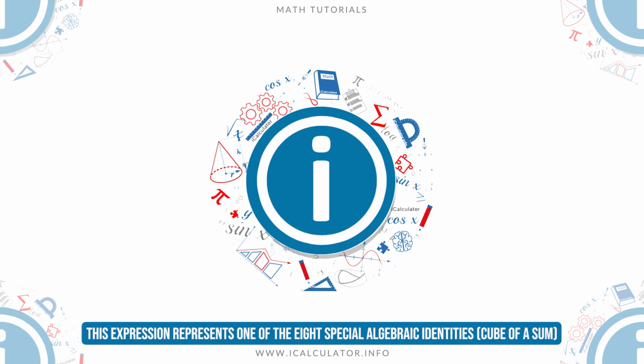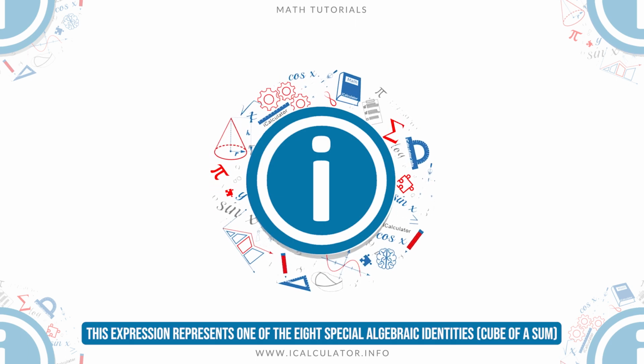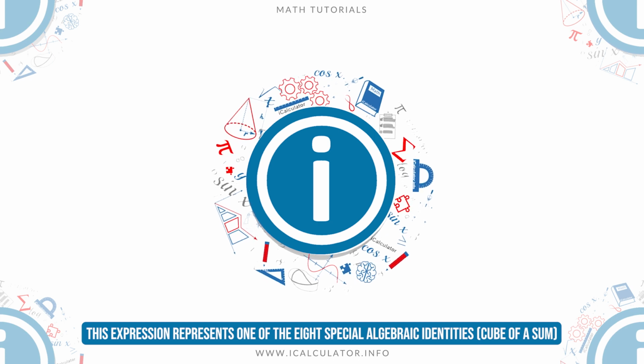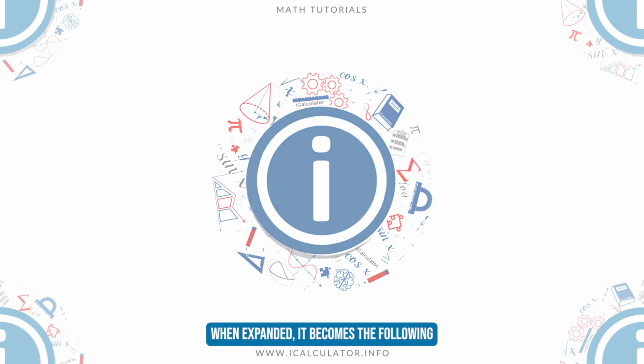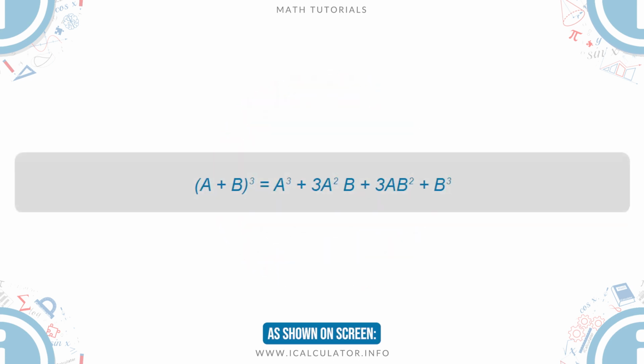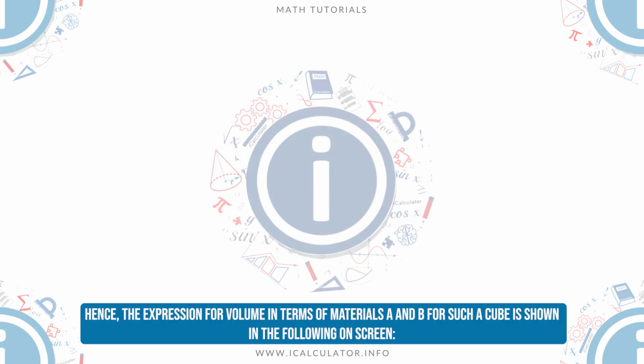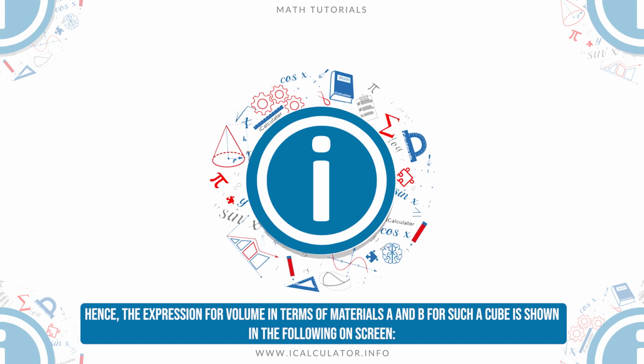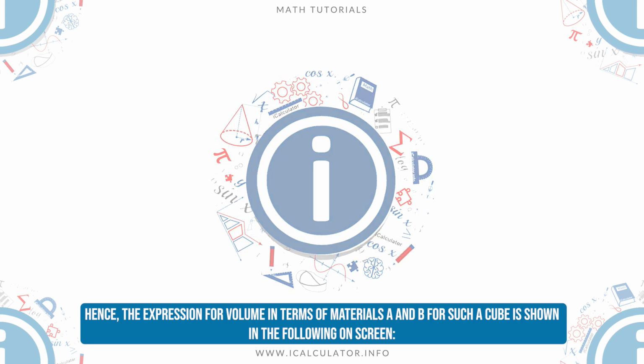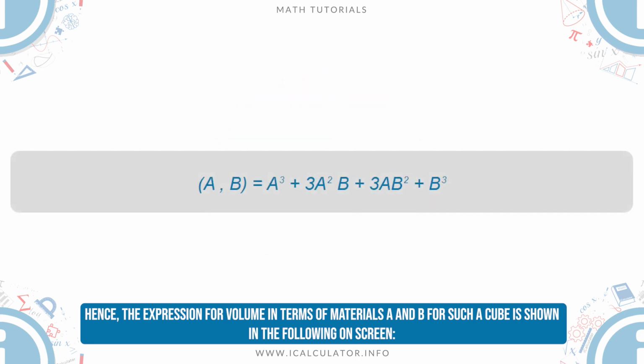This expression represents one of the 8 special algebraic identities, cube of a sum. When expanded, it becomes the following as shown on screen. Hence, the expression for volume in terms of materials A and B for such a cube is shown in the following on screen.